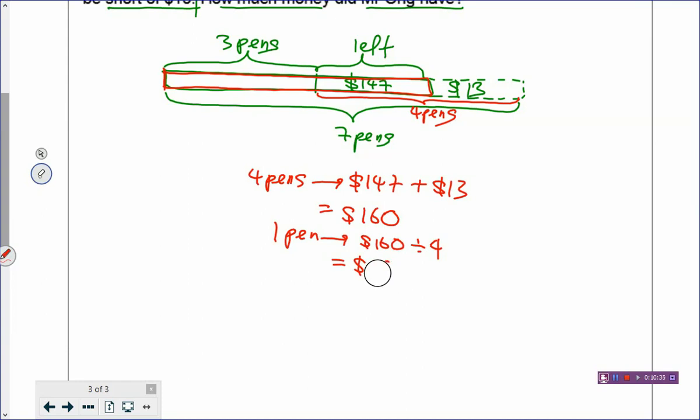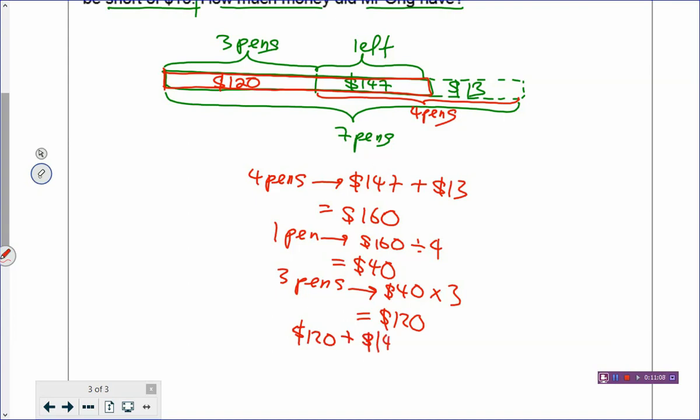And if your 1 pen is 40, can you find how much is 3 pens? 40 times 3. So 3 pens will be $120. Put that into your model, which is here. 3 pens cost $120. So now can you find how much is the red color box? How much is the money that Mr. Ong has? That will be $120 plus 147.